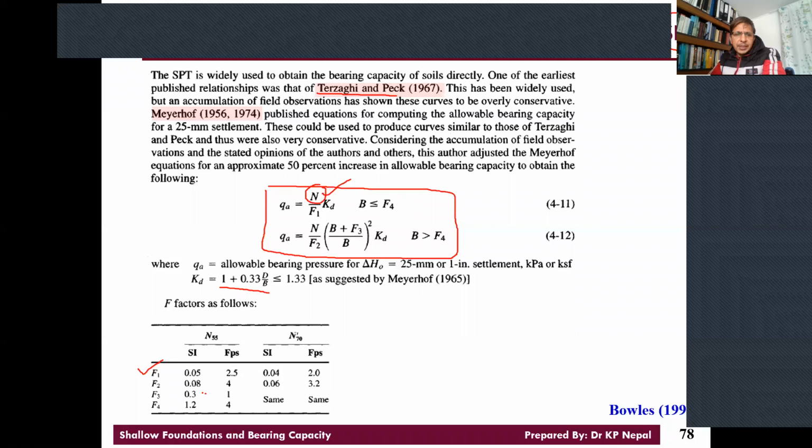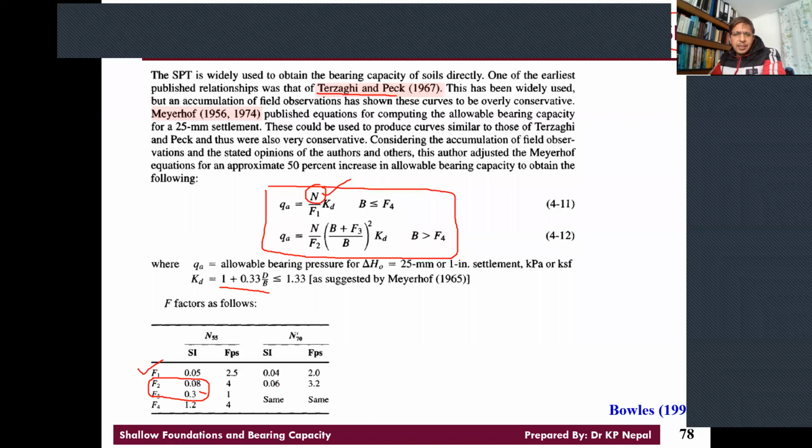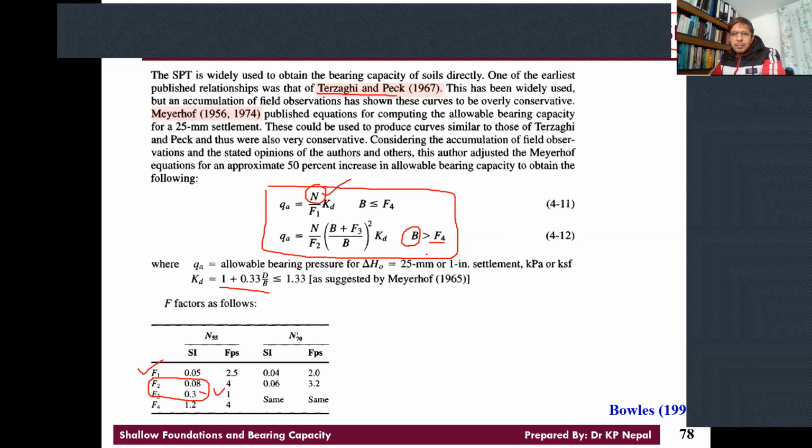So we will be using SI factors, F2 and F3, I think. These two factors we need, right? 0.08 and 0.3, right? That's what is written, F3 and F2, yeah, correct. So these are the two factors we need, right? Why we need two factors is, we need to first check whether the width of the foundation is more than F4 or not. What is the width of the foundation here? 3 meter, right? Can I go back? So now B is 3 meters. What is F4?